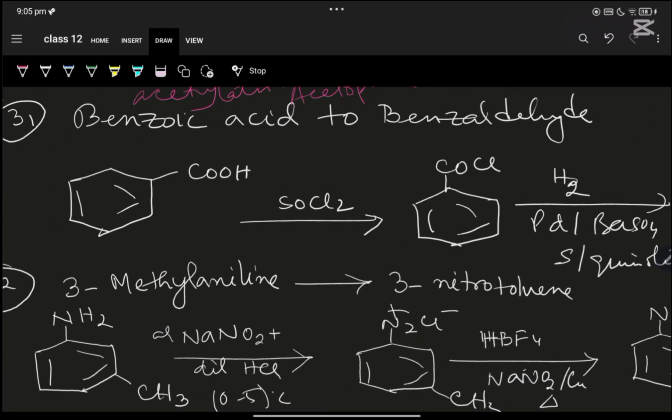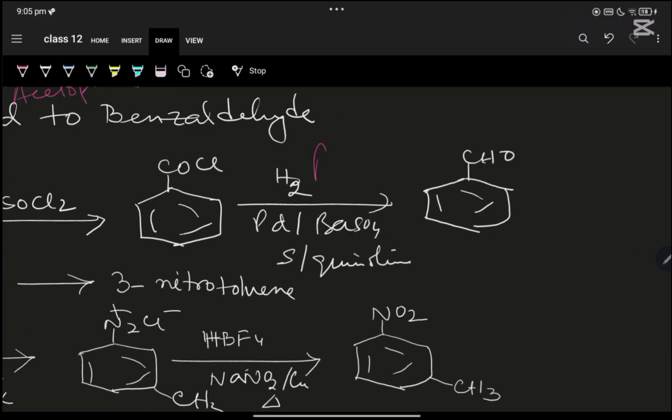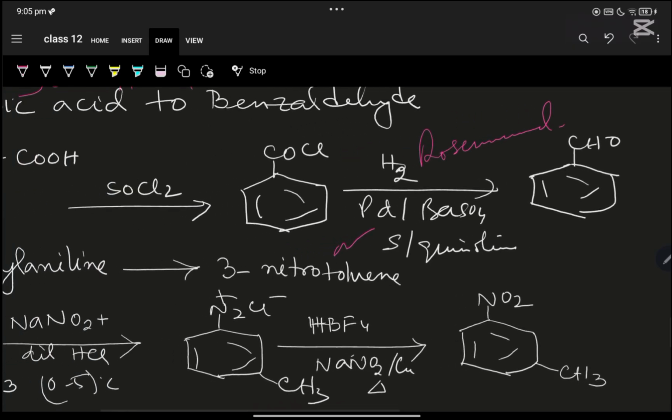Benzoic acid to benzaldehyde. Convert benzoic acid to benzoyl chloride with SOCl2, giving COCl, and then you do the Rosenmund reduction. This is your Rosenmund reduction, H2 with Pd/BaSO4 or sulfur quinoline, and then you will get benzaldehyde.